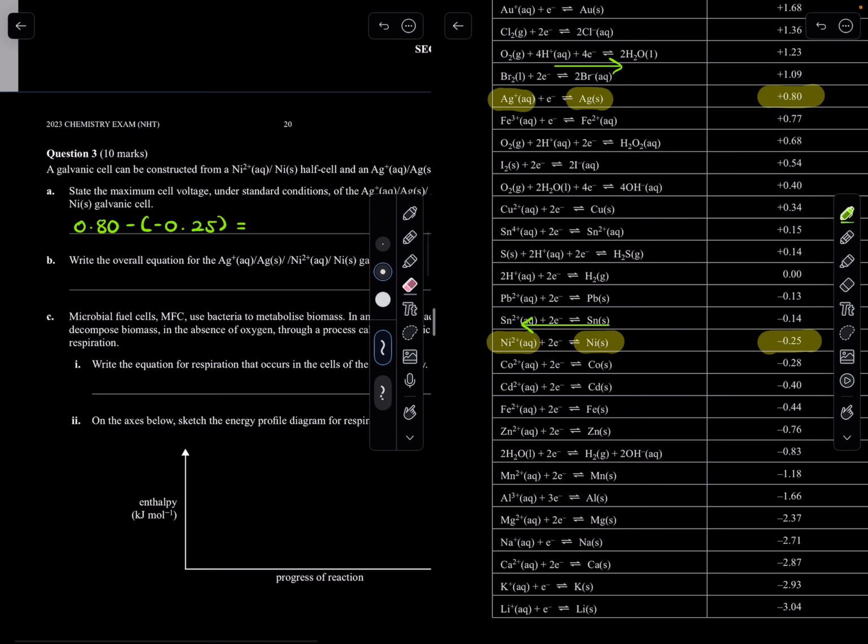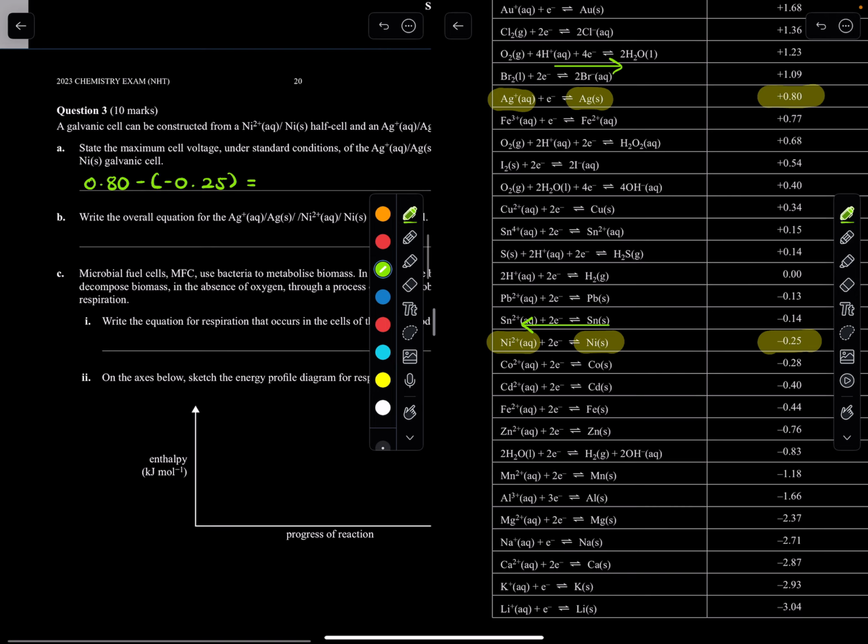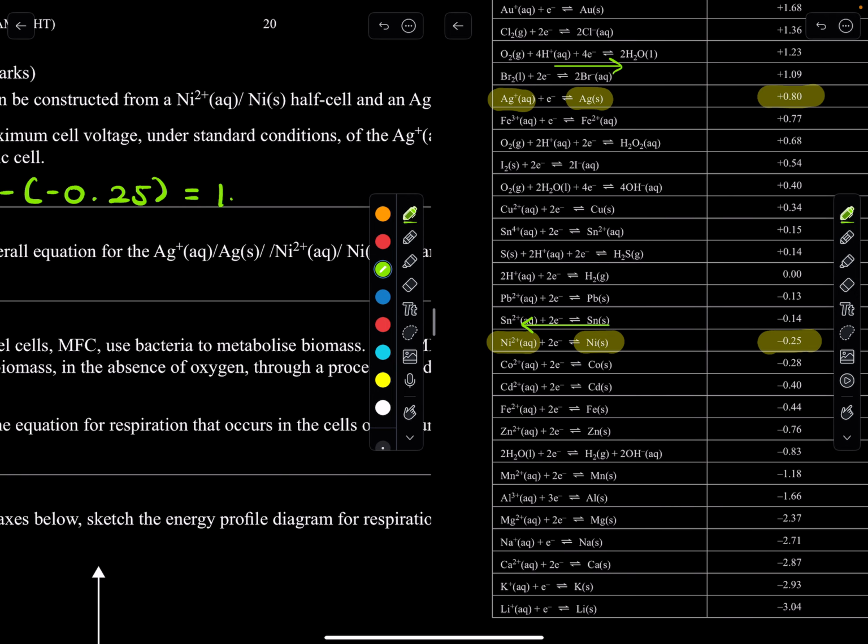Let me use a calculator. 0.8 plus 0.25, which is 1.05 volts. Done.